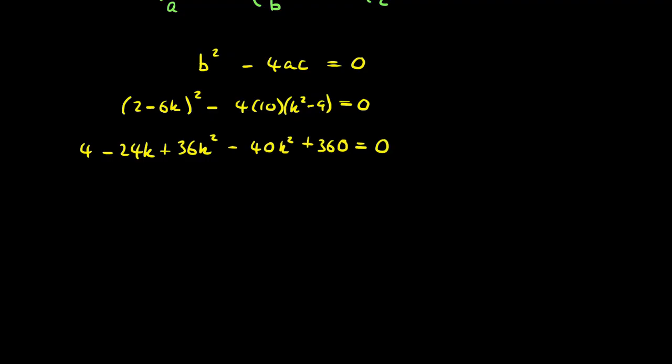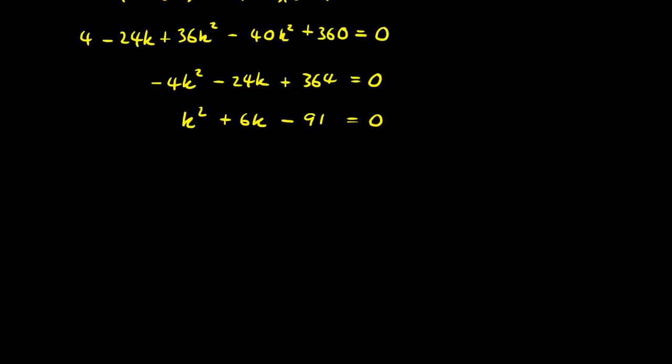All right, then, what we've got to do is simplify that. So we've got 36k squared minus 40k squared. That's negative 4k squared. Minus 24k is just by itself, so we've got minus 24k. We've got 4 plus 360, well, that is 364. Now, probably easier to divide our quadratic through by negative 4. So we're going to get k squared plus 6k minus 91 is equal to 0.